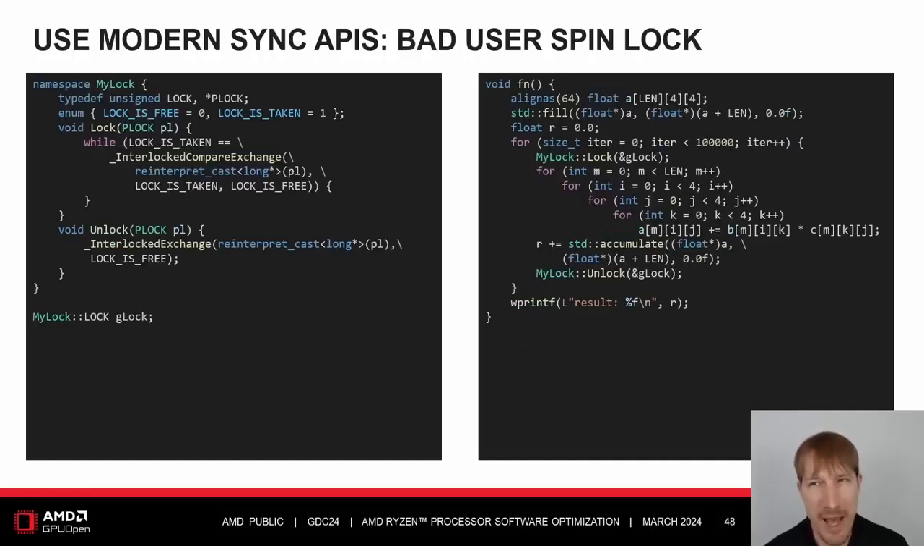Here's an example of a bad user spin lock. This lock may waste CPU time since the OS scheduler cannot determine if it should yield to another program thread or continue to spin. One of the most common traits of a bad user spin lock is a while loop that lacks a pause instruction.